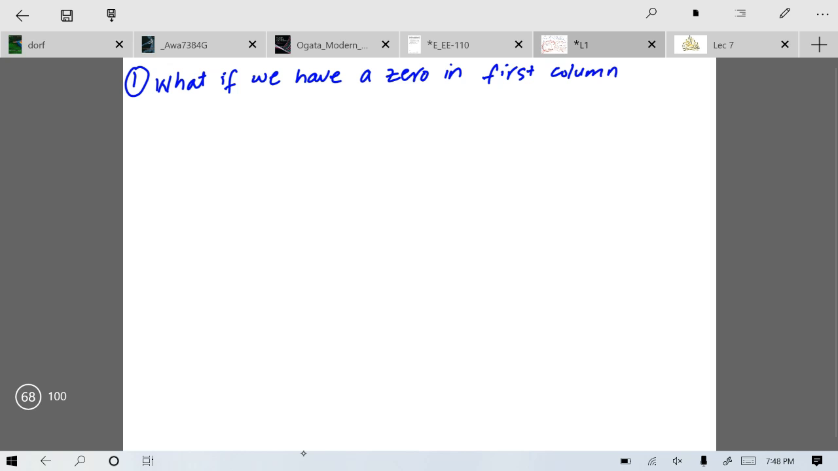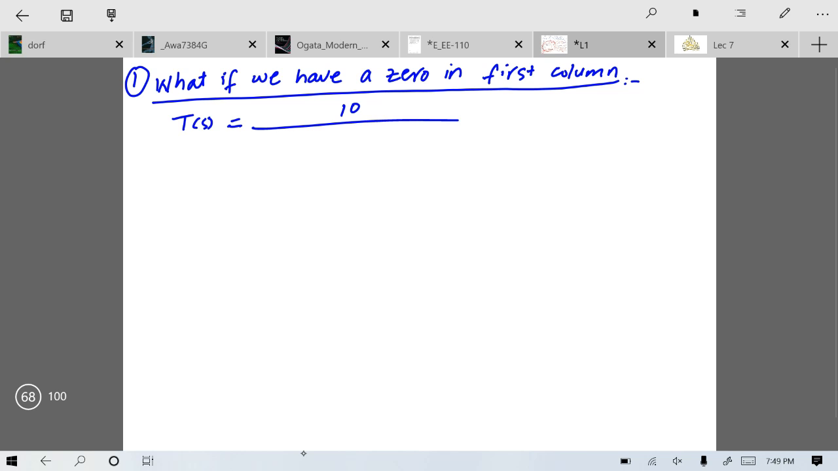Because if there is a 0 in the first column, then it would be obviously impossible to write the Routh array, because that 0 term would make all other terms infinity. So how we will proceed with writing other terms in the Routh array is a question mark. In that case, when we have 0 in the first column, for example, let's have a transfer function T(s) equal to 10 over s^5 plus 2s^4 plus 3s^3 plus 6s^2 plus 5s plus 3.